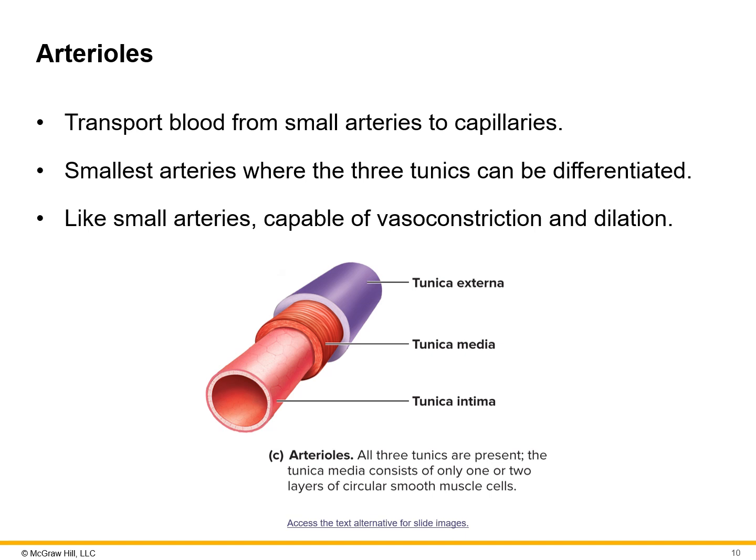And then our last type of artery here, the arterioles, these transport blood from small arteries to capillaries. So we go kind of more our elastic to the muscular to the arterioles and then into those capillaries, if we think about diameter. So these are the smallest arteries, and this is where the three tunica can actually be differentiated. Past that, we move into capillaries where we can't tell the different layers. So like the small arteries, though, they can control that vasoconstriction and dilation.